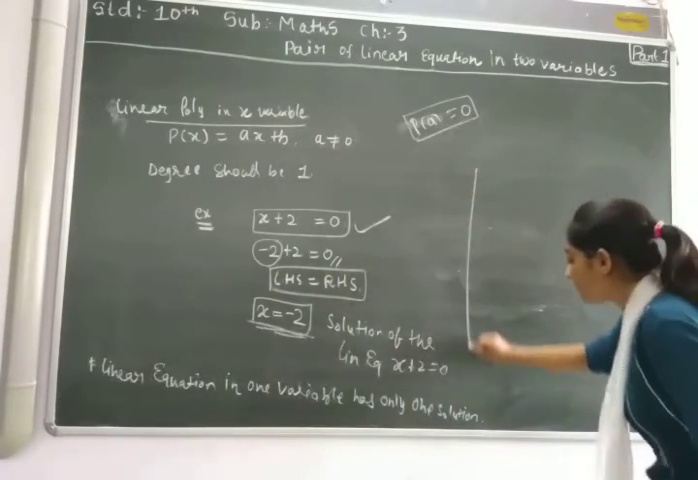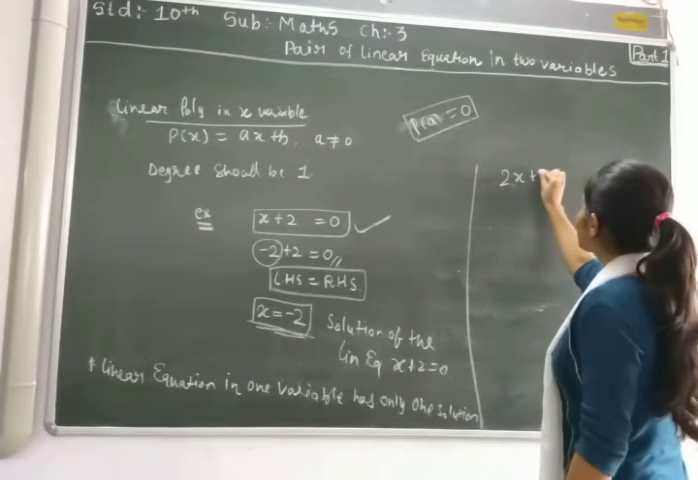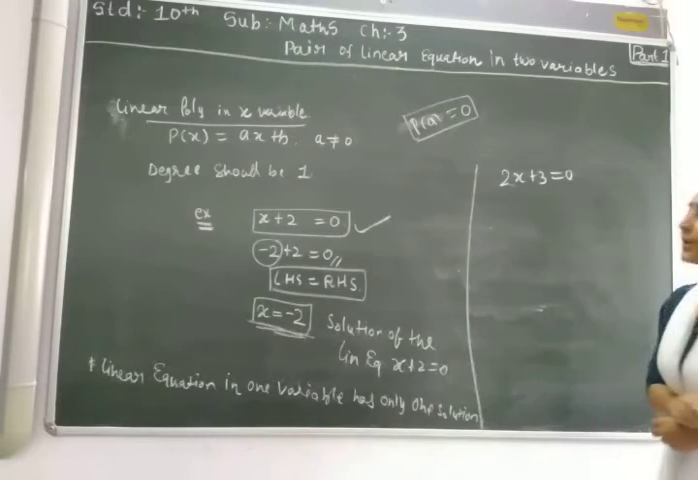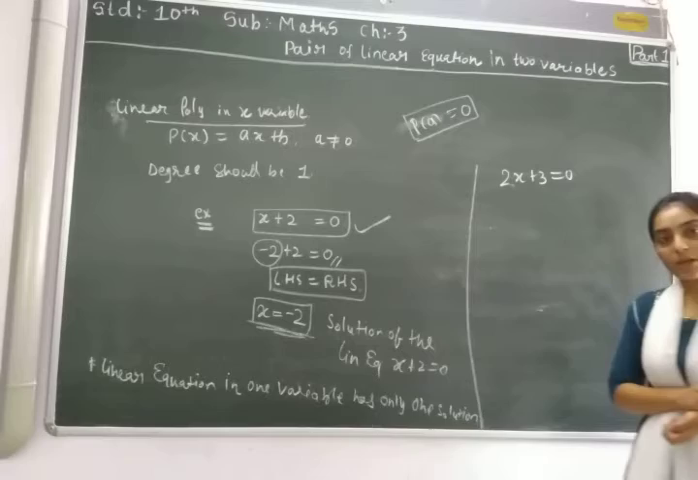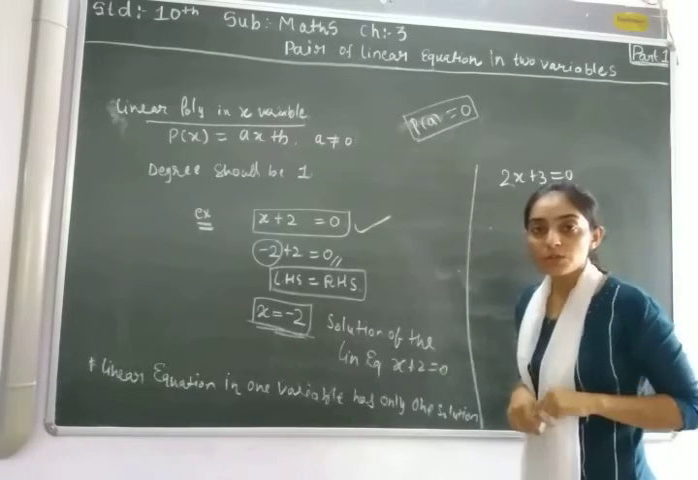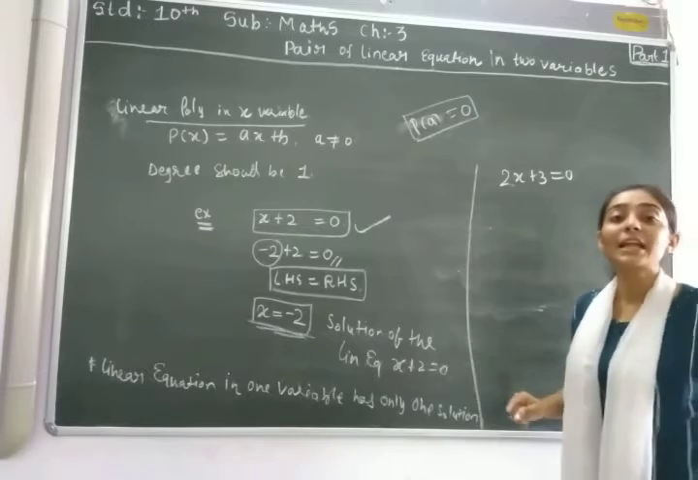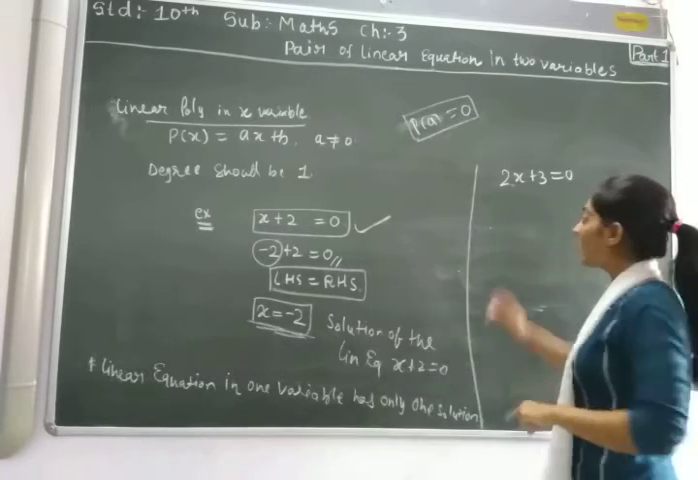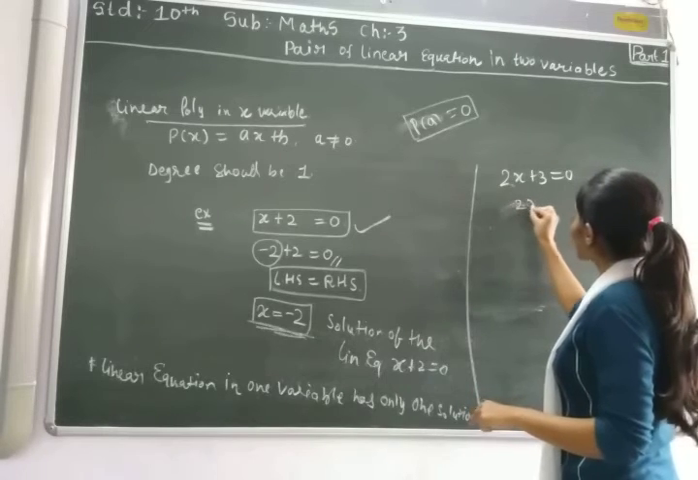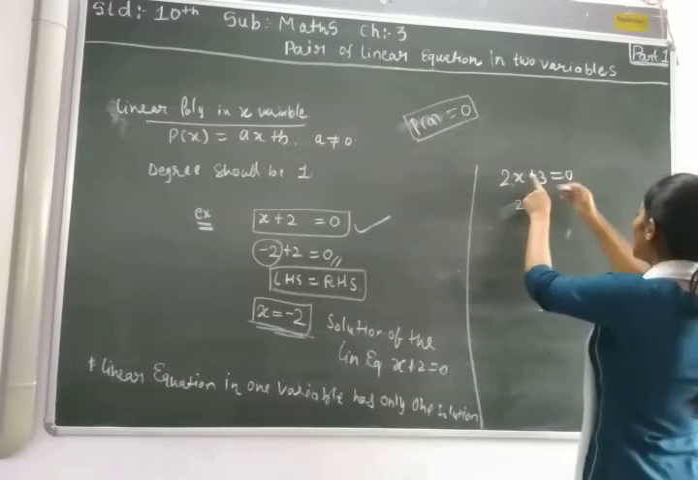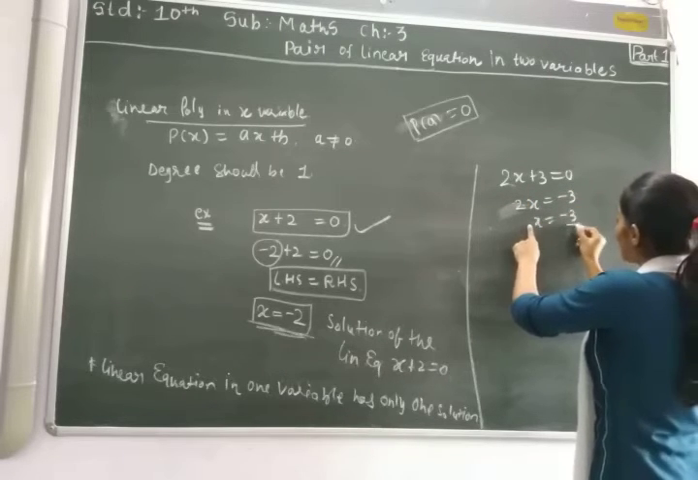If I take my linear equation 2x plus 3 equals 0, can you replace this x with any other value so that you will get 0? No, there is only one value of x which satisfies this equation. You can solve it: take the 3 to the right-hand side, it becomes -3. So x equals -3 by 2.